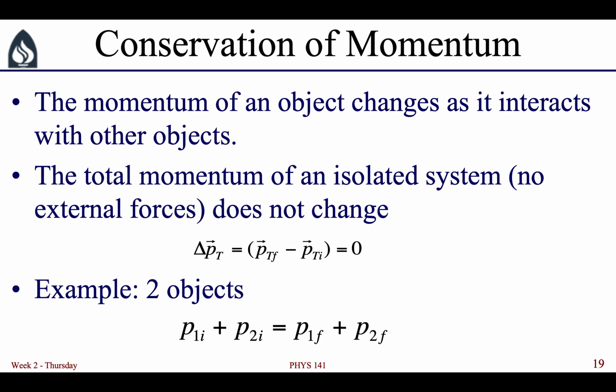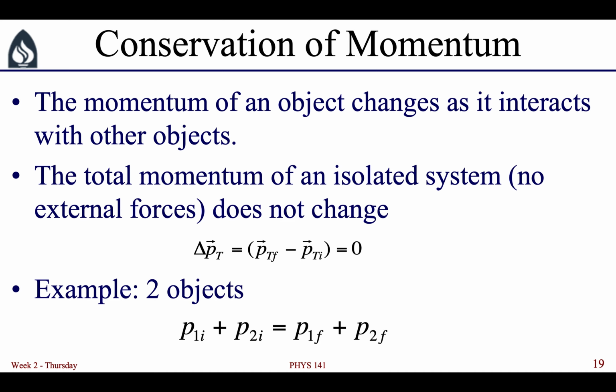If you have a group of objects that are exerting forces on each other, but otherwise isolated from the outside world, then there are no external forces, no outer forces exerted on the system, and so there's no net force on the system. Therefore the momentum of the system does not change. So if we add up the momenta of all of the pieces of the system, we would find that the total momentum does not change.